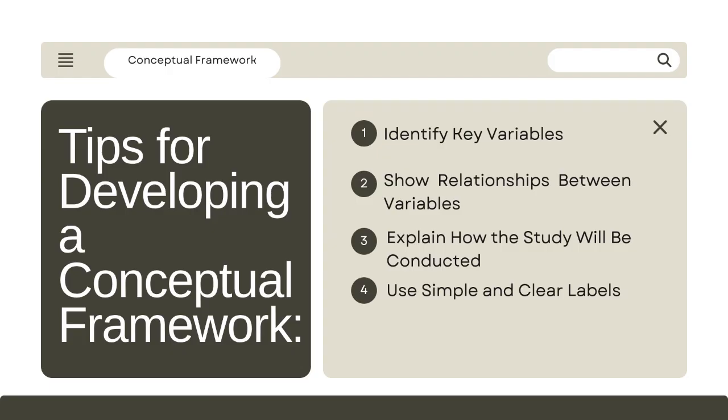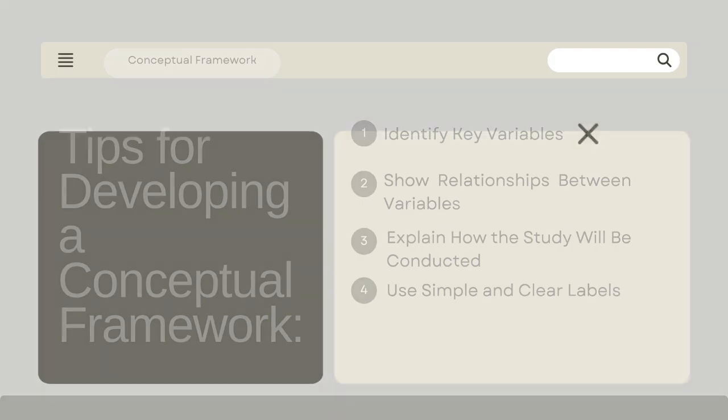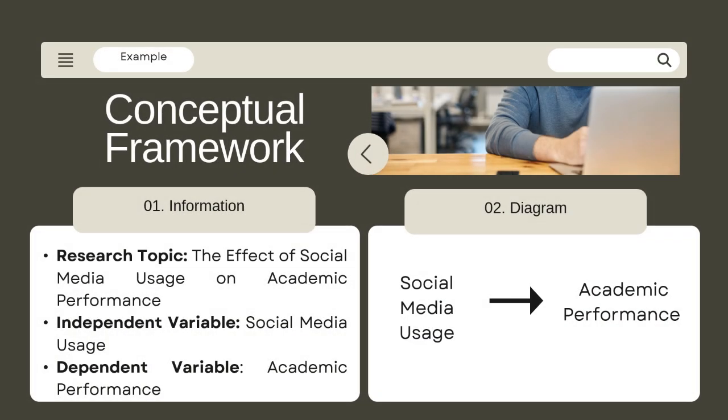Here is an example. So here is the information. Your topic is about the effect of social media usage on academic performance. So this is a quantitative research. And you have two variables, the independent, which is social media usage, and then the academic performance. The arrow symbolizes the relationship between the two. So that's how you make your conceptual framework.